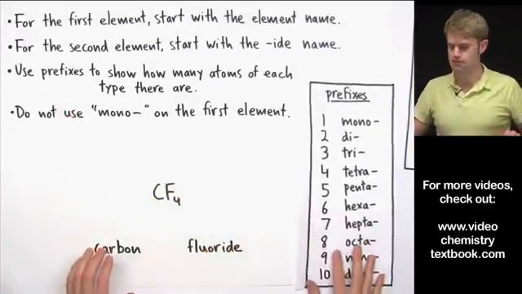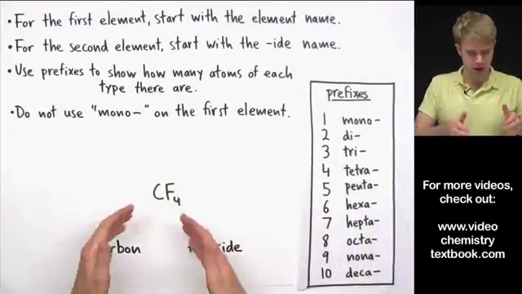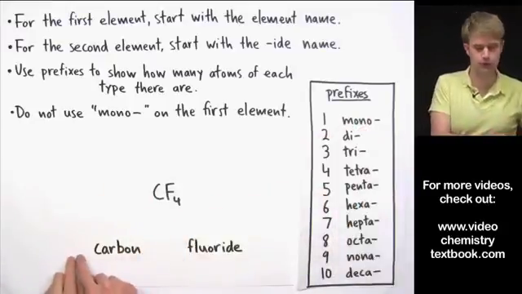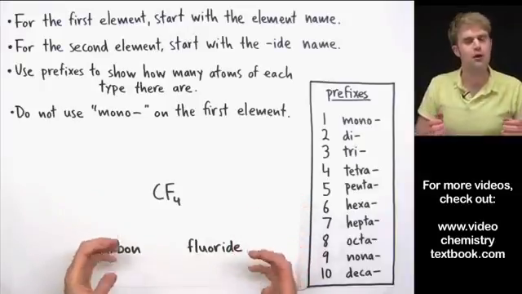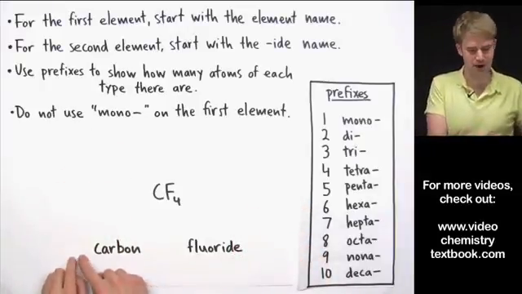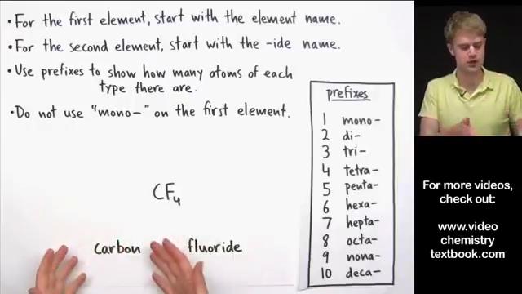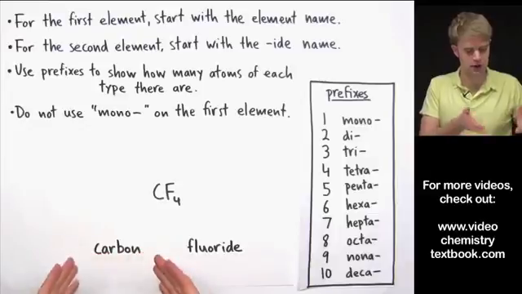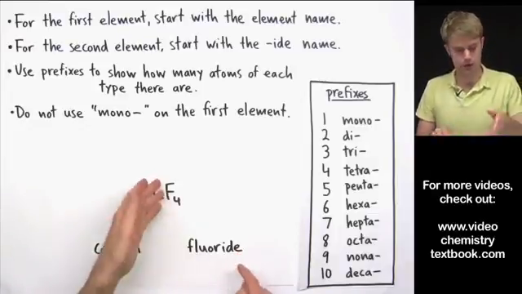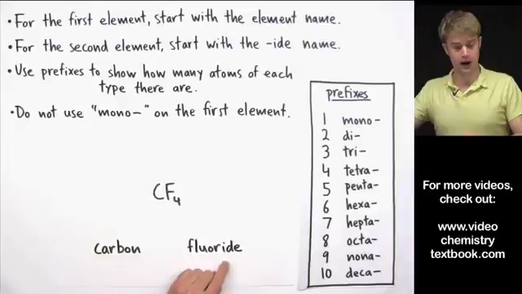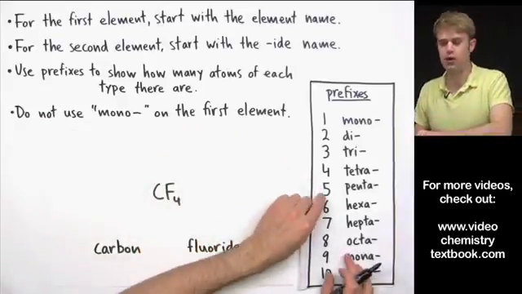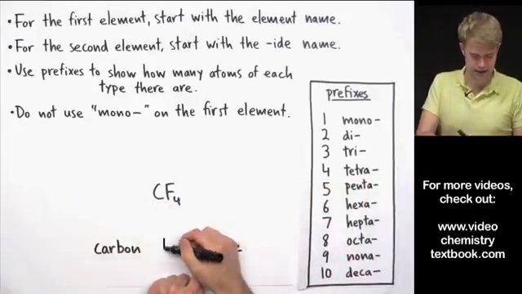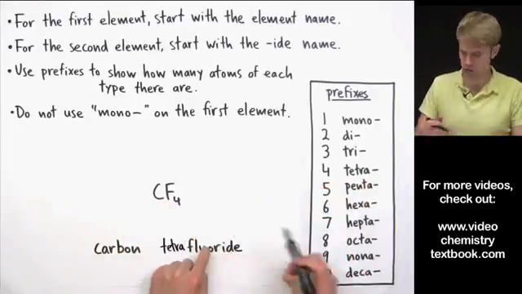It says do not use mono on the first element. Carbon here, we only have one of them, so you might want to put mono in front of it. That would be a perfectly logical thing to do. But for whatever reason, we don't use mono on the first element if there's just one of them. We just leave it like this; you don't put anything there. So we have one carbon, we're just going to call it carbon. And for fluorine, in front of fluoride, I'll put the prefix just like I would any other time. I have 4 of these fluorines, so I'm going to call it tetrafluoride.